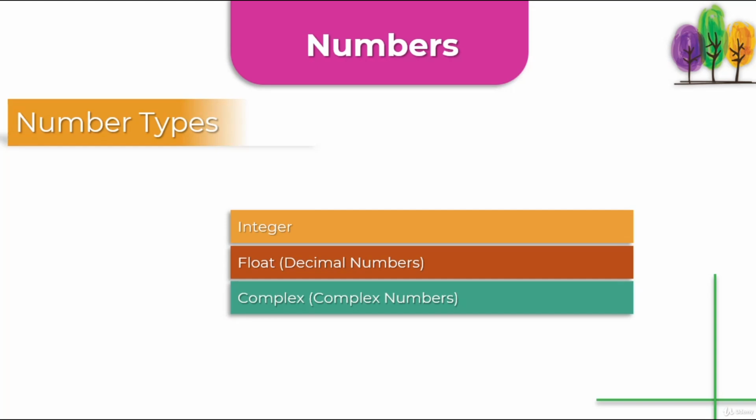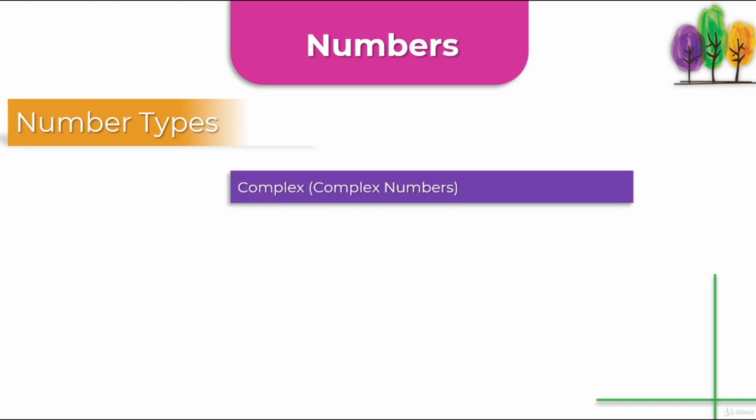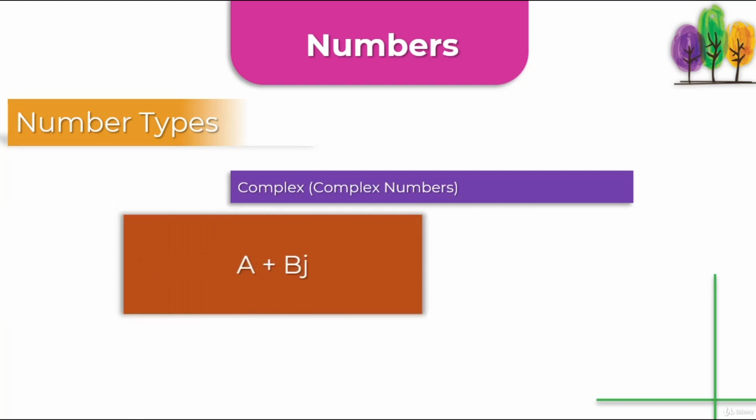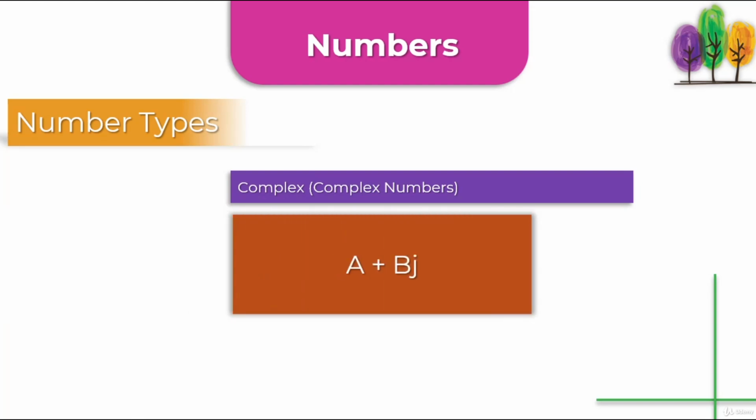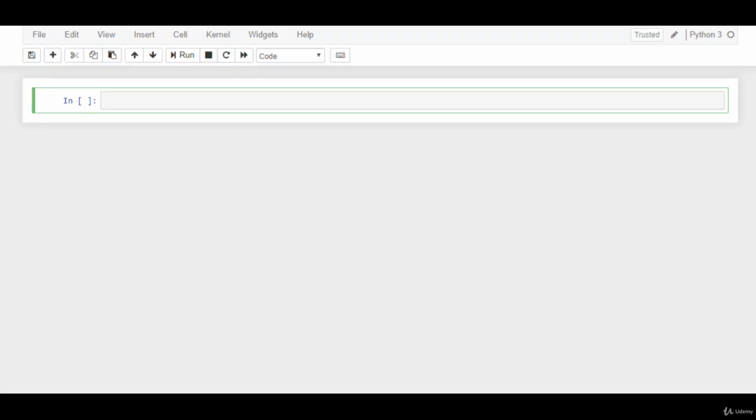Complex, complex numbers. They are in the form of a plus bj, where a and b are floats and j represents the square root of -1, which is an imaginary number. So the real part of the number is a, and the imaginary part is b. Complex numbers are not used that much in Python programming, but it's good to know they're there.